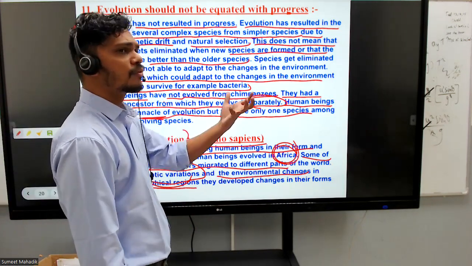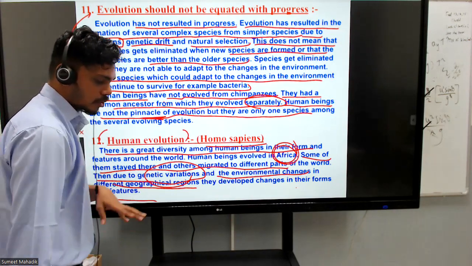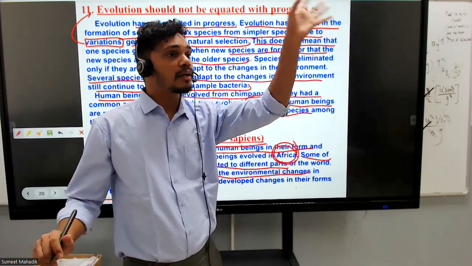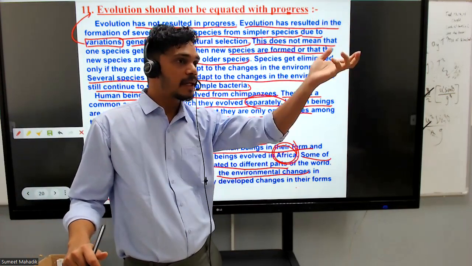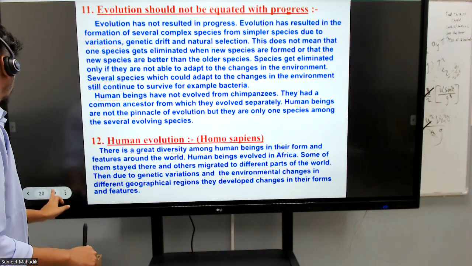Why did they move? For food purposes only, as food gatherers. Earlier they wanted food, and in search of food they moved here and there. Once they found a cultivation area, that is called farming, they stayed back there. So they did not want to move again. The last part.